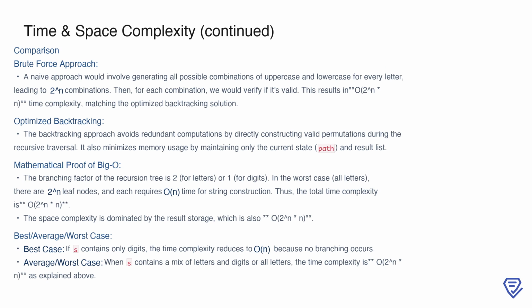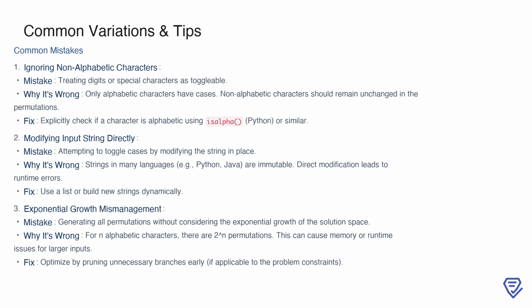However, in average or worst case scenarios, where the string has a mix of letters and digits or all letters, the complexity remains 2 to the power of n asterisk n. When solving the letter case permutation problem, there are a few common mistakes to watch out for. First, it's important not to treat digits or special characters as toggleable. Only alphabetic characters have uppercase and lowercase forms, so non-alphabetic characters should remain unchanged in all permutations.